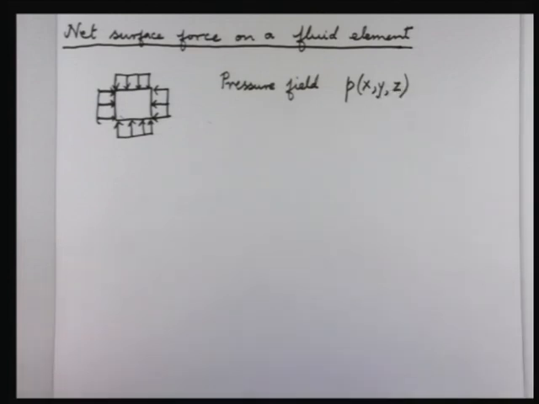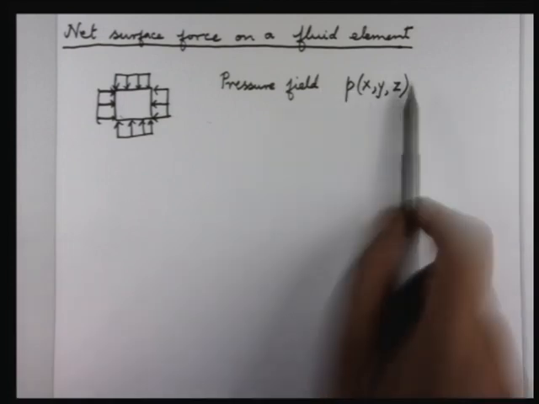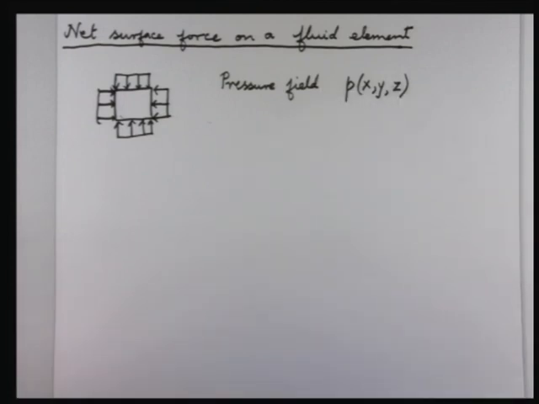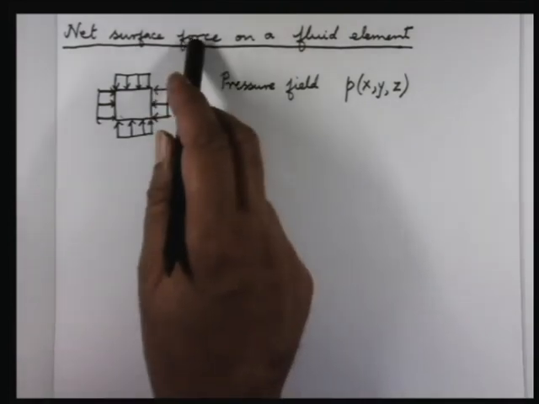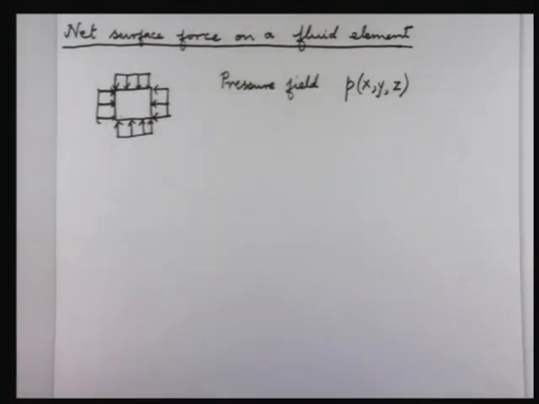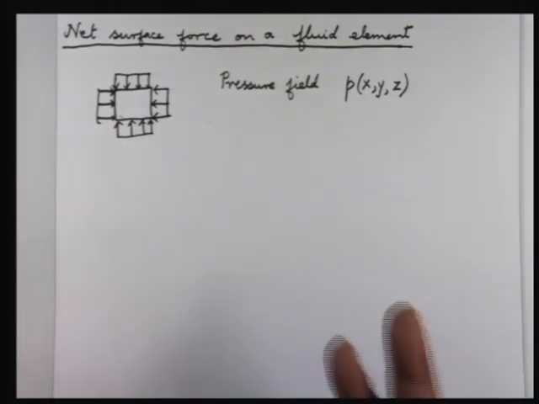Now the fluid is at rest, so this does not depend on time. It depends only on the spatial coordinates. Now let us say I have a general function which I call P of x, y, z. Can we develop an expression for the net force in terms of P or maybe some derivatives of P? So that is what we have to do.